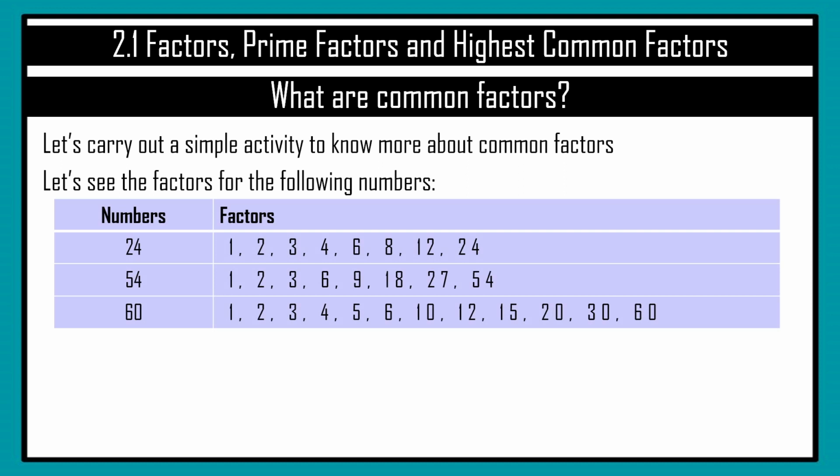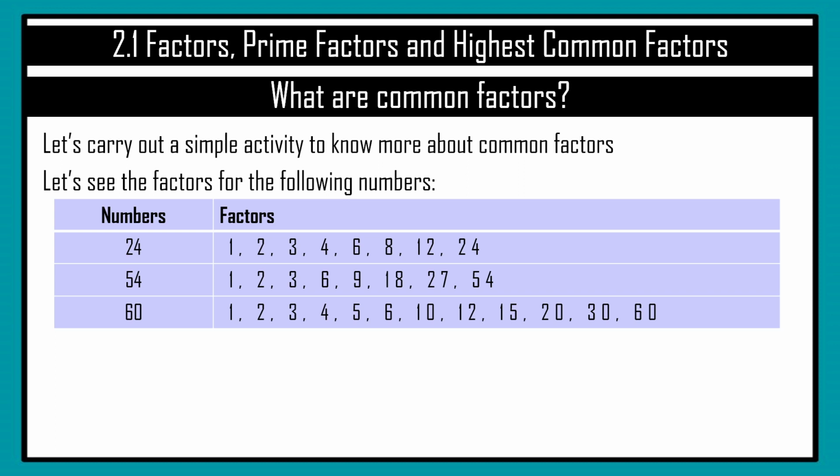There is a table here with three numbers, which are 24, 54 and 60. All the numbers here already have their factors listed out. For 24, the factors are 1, 2, 3, 4, 6, 8, 12, 24. For 54, we have 1, 2, 3, 6, 9, 18, 27 and 54. And for 60, we have 1, 2, 3, 4, 5, 6, 10, 12, 15, 20, 30 and 60. All of them are factors of the respective number.